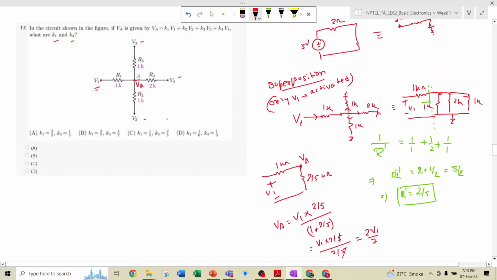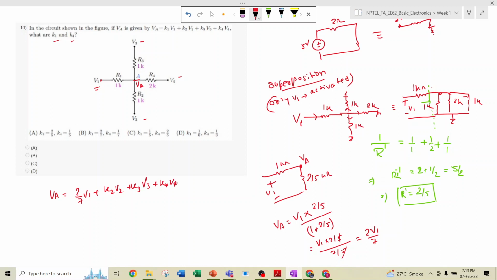So it is for V1. So similarly, we need to find the value of K1. According to the superposition principle, VA will be K1 into V1, so when V1 is activated, that is 2 by 7 V1, plus, now we need to find out K2 in the similar manner, K2 V2 plus K3 V3 plus K4 V4. Here they are asking only about K4, so I am considering the V4 part which is related to K4.